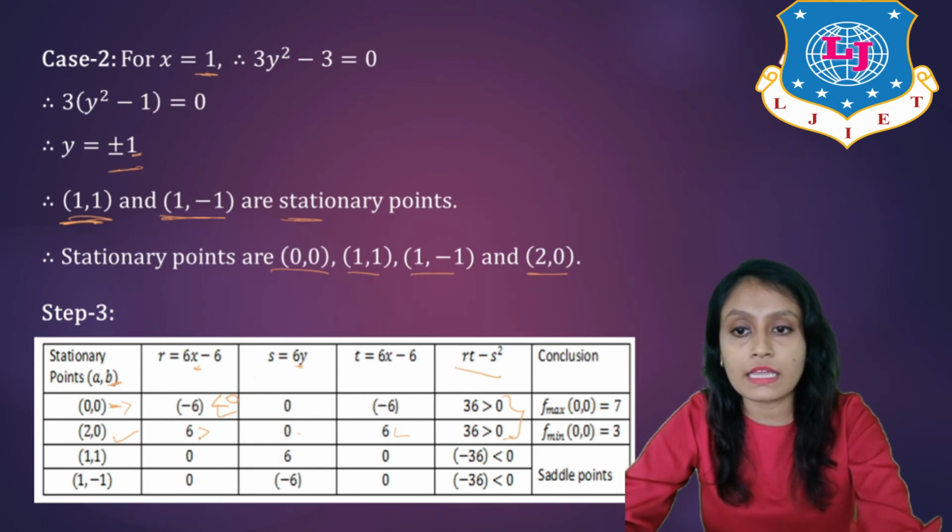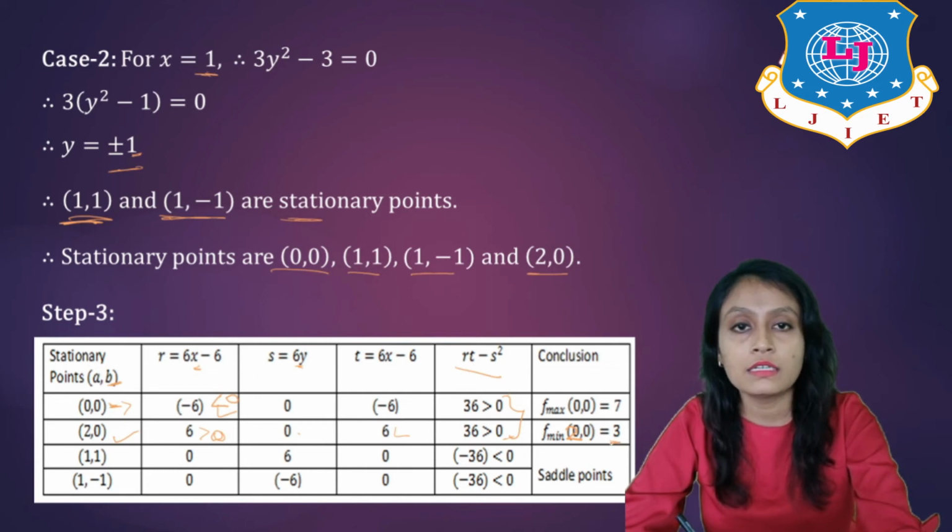Now r is 6, that is greater than 0. So when r is greater than 0 we have a minimum value. So we get the minimum value at this point (2, 0). So f minimum at (2, 0) is 3. In the question, in place of x you have to substitute 2, and in place of y, 0, and simplify. So you will get the answer 3.